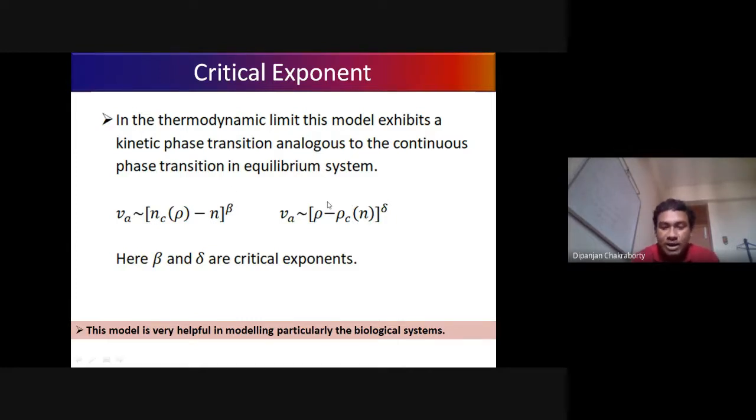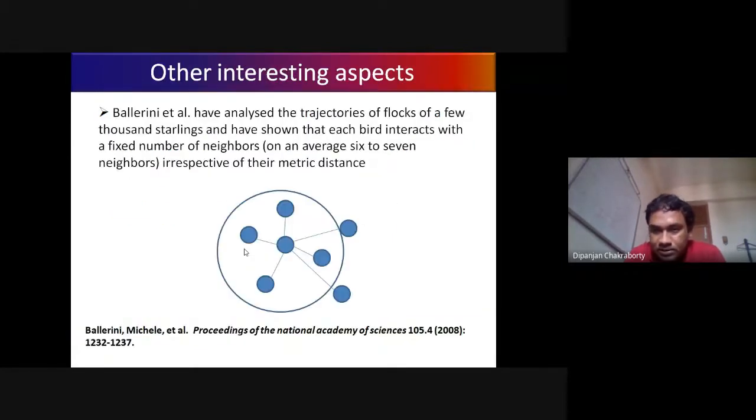This model is very helpful, particularly in biological systems, because physical systems mostly are not active. They cannot generate their own force, right? Most of these biological systems are active systems, and you could easily employ this model on different kinds of biological experiments, and also in theory. So this is one kind of model where you could get a flock at higher density and lower noise.